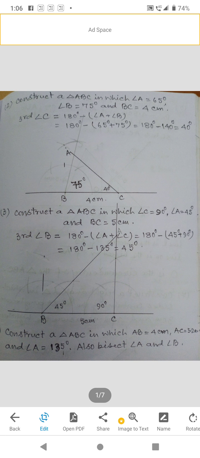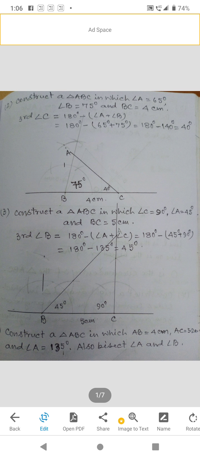Good morning, students. Today I will solve question number 2 of brain teaser. Construct a triangle ABC in which angle A equal to 65 degree and angle B equal to 75 degree and BC equal to 4 centimeter.